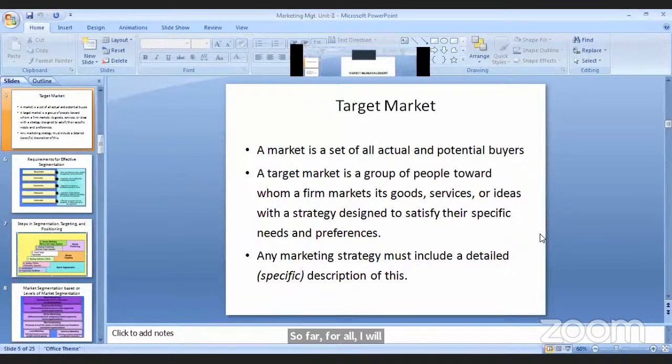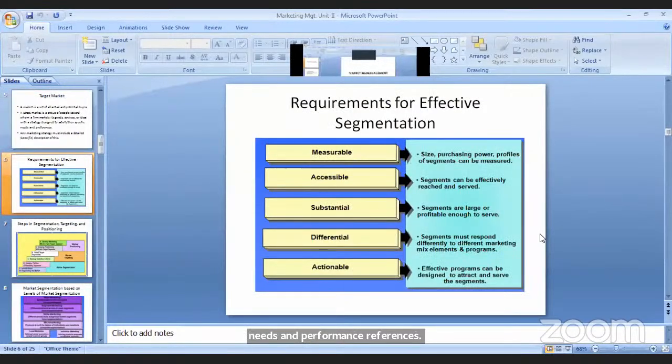But while we're talking about who the buyers are, those are the people who are able to spend. A target market is a group of people towards whom a firm markets its goods, services, ideas with a strategy designed to satisfy their specific needs and preferences. I have told you so many times.